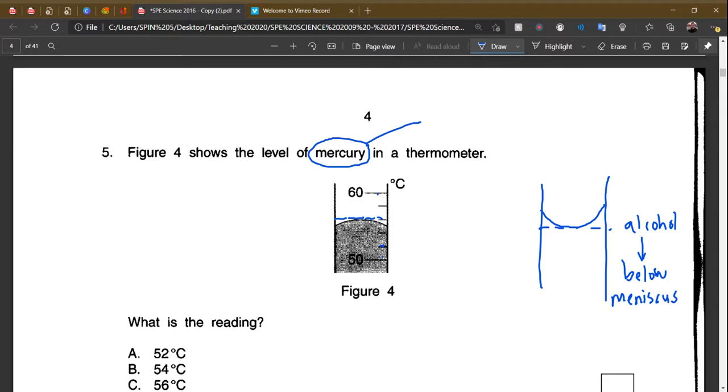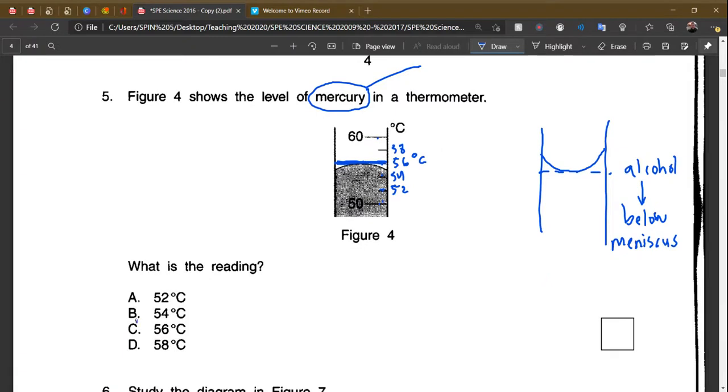So let's just double check. 50, 52, 54, 56, 58, 60. Write down the number to avoid carelessness. And you get 60. And the line above meniscus is 56 degree Celsius. Therefore, the answer is C.